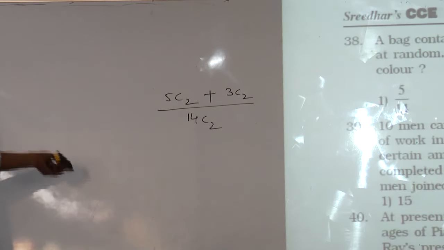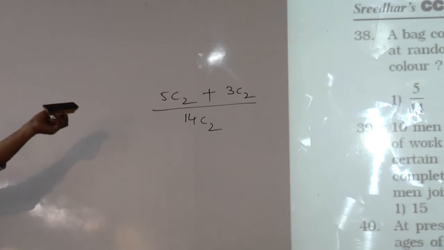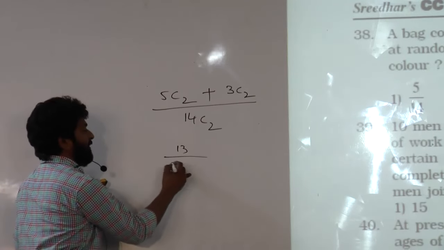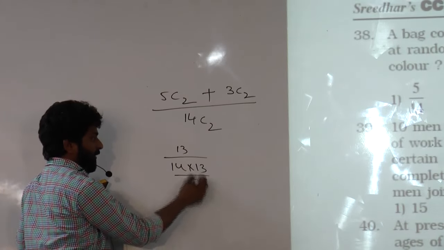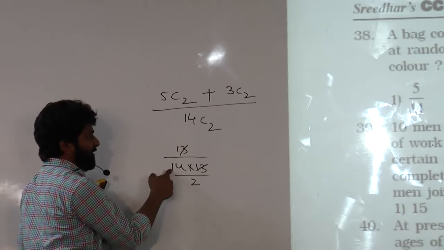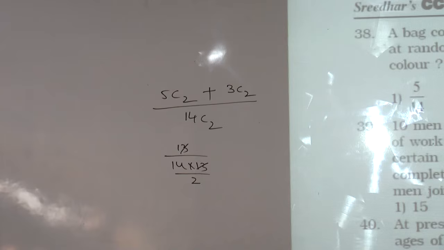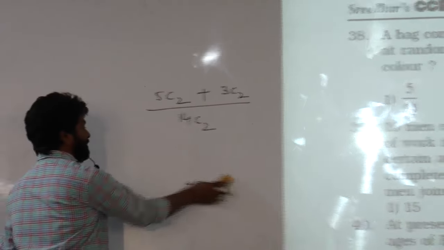5 into 4 by 2, which is 10, right? 10 plus 3, 13. 13 by 14 into 13 by 2. 13 cancel. 2 how many times? 7 times. 1 by 7 is the answer. Next, 39.